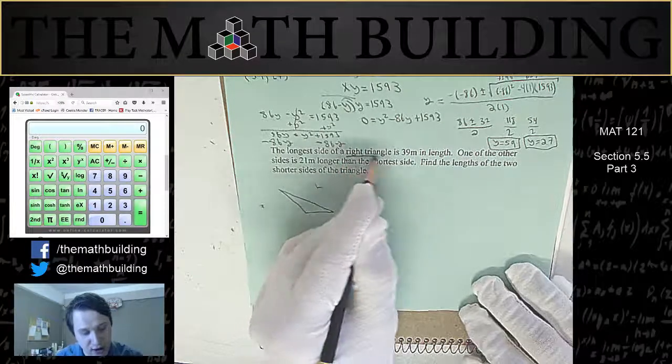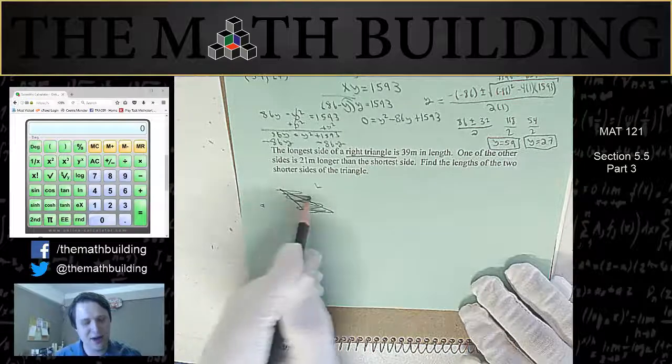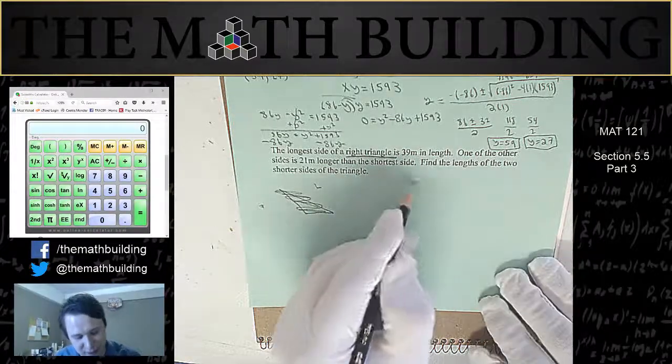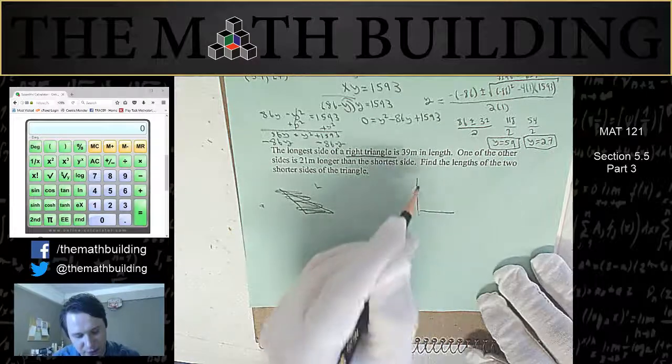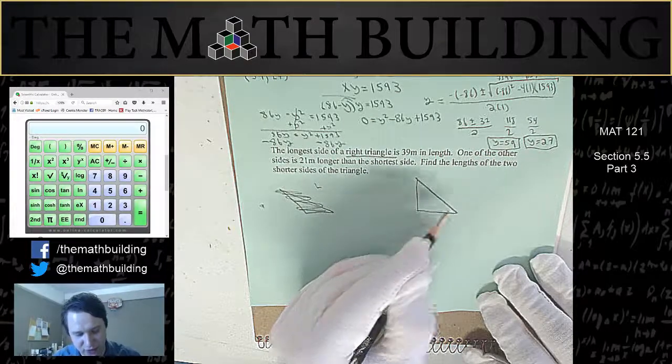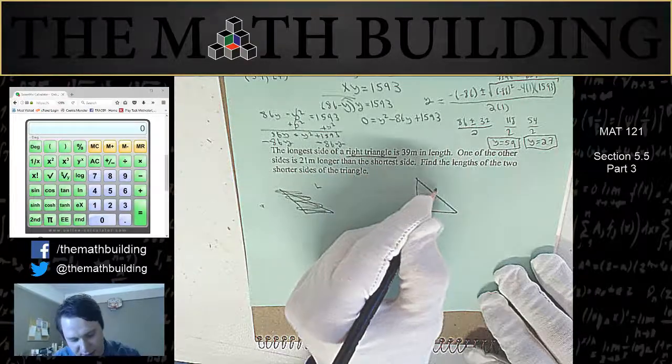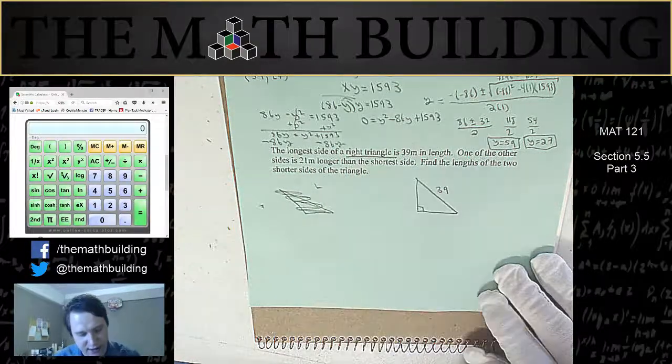Oh, it's a right triangle. See, I skimmed right over that. You see how important it is to read the questions carefully when you're doing this, because I would have missed some key information there. So it's a right triangle, so here's a right angle. The longest side, or the hypotenuse, in a right triangle is 39.